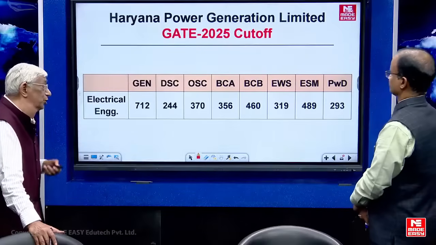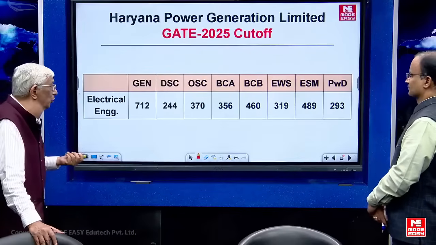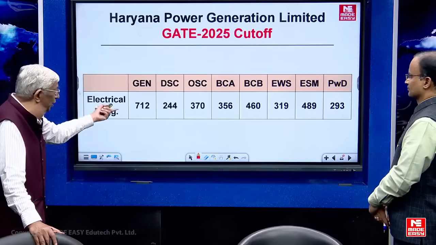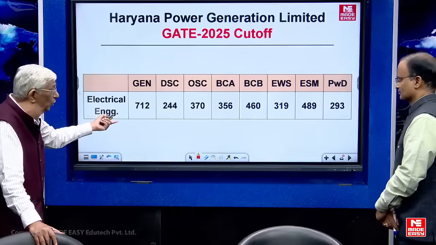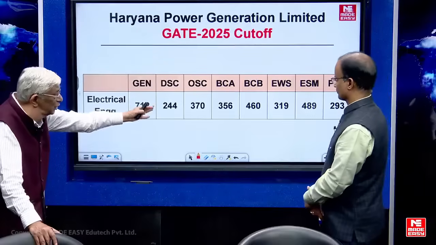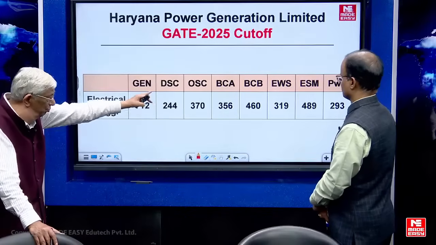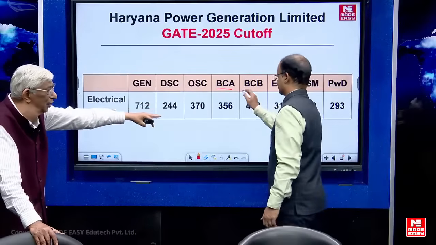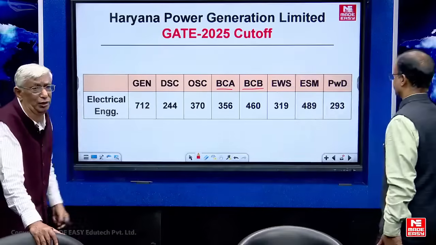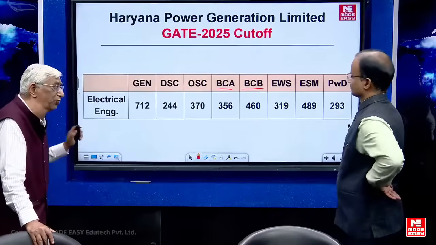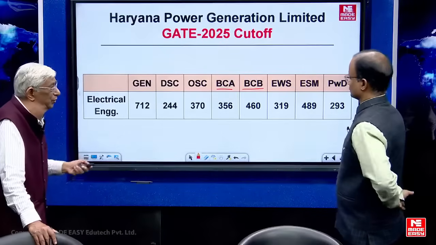Haryana Power Generation Corporation again recruits based on GATE score. General category is 712 as the GATE score. Then these are state specific categorizations: the DSC, OSC, BCA, BCB. BCA is backward class category A, BCB is backward class category B, sub-classification. There are different criteria, and these are very specifically Haryana state based, right?